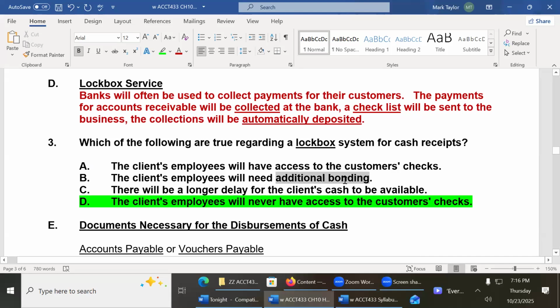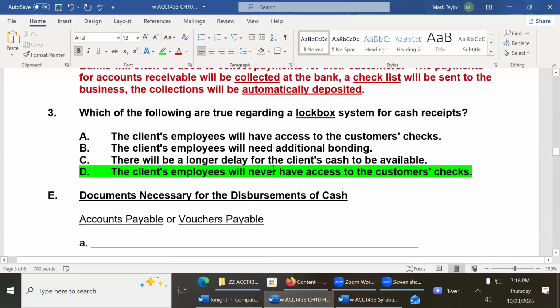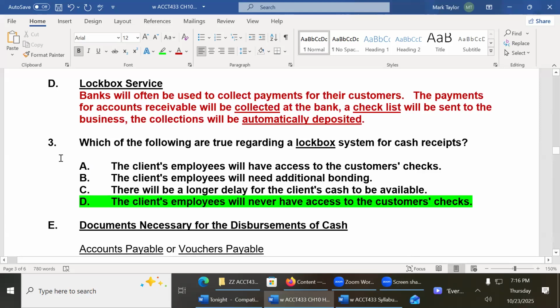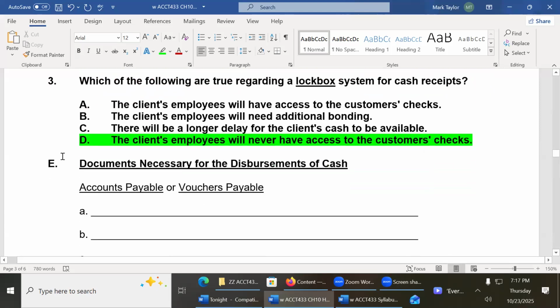In fact, you can probably get rid of the bonding, because your employees don't need to do it anymore, and they'll never have access to the checks. So for that reason, it's a very common practice.